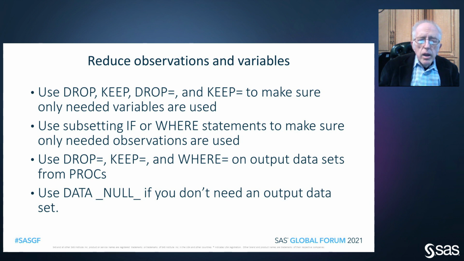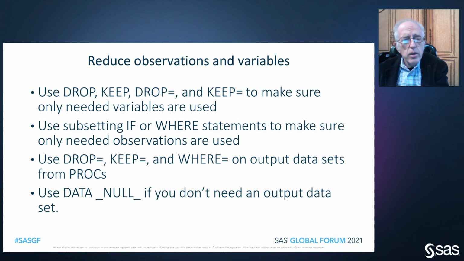Now, if you don't need an output data set at all, for example, you might be doing a call symput, or you might be reading from one external file and writing to another file, and you just may not need an output data set. So SAS has the data _null_ that lets you do a lot of processing, setting macro variables with symput and symget, and also moving data from one external file to another. So all these are good ways to reduce the observations and variables, and that keeps your data set more compact. It's more efficient on space and will help things run more quickly if there's less being dragged around.